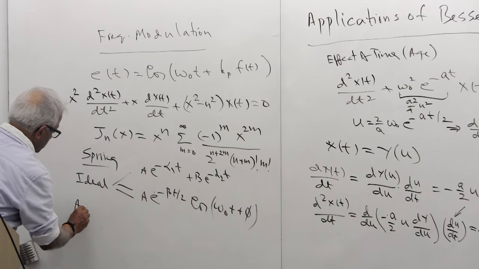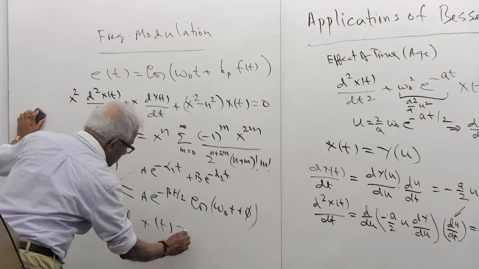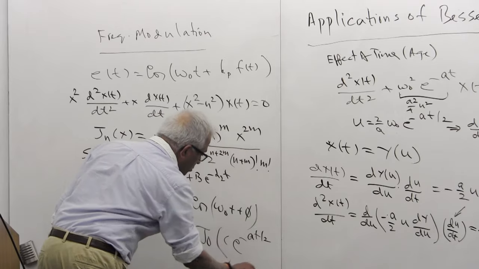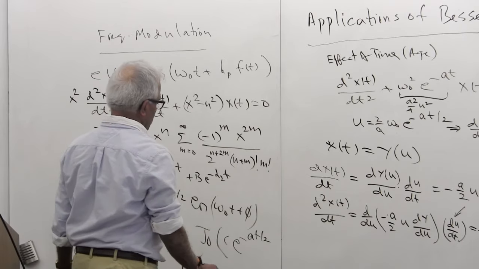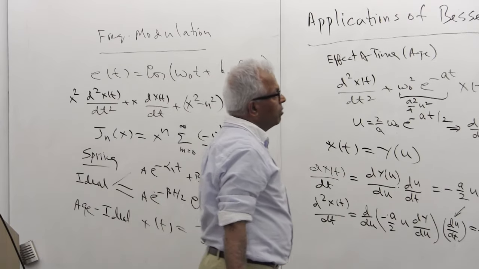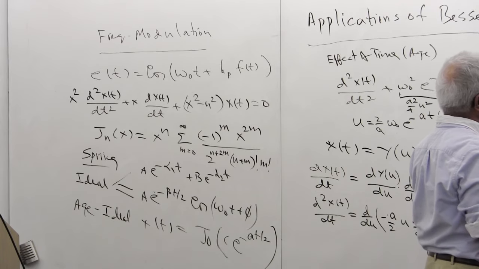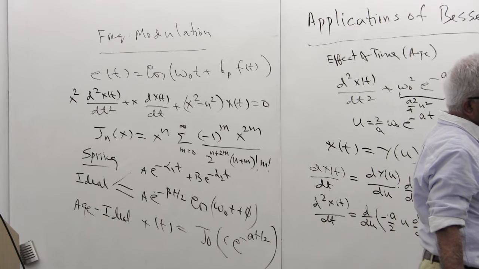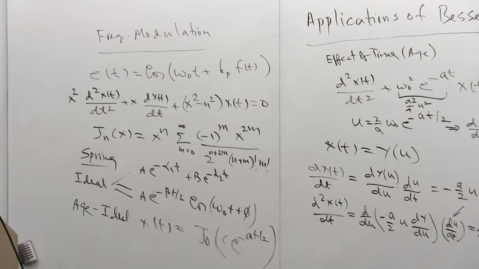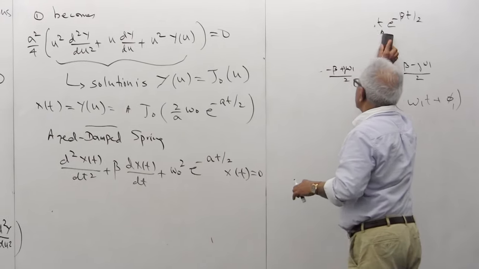And with aging, x of t is J naught of some constant times e raised to minus a t by 2. If you know more about the initial conditions, we can use the zeros of the J naught just to match that. Anyway, if you go to this, it's essentially the same as that, except you have to also put in the middle term.